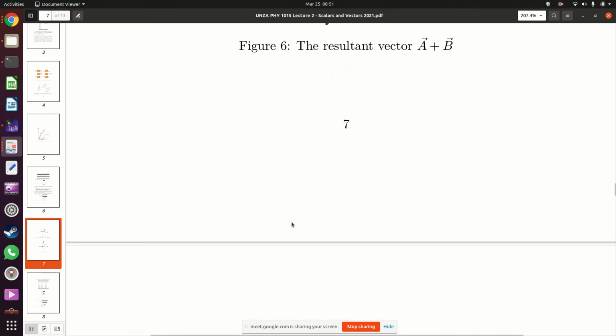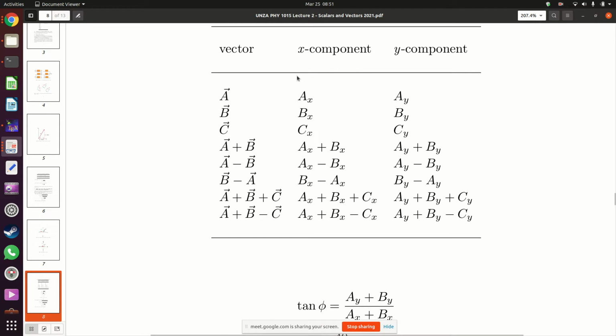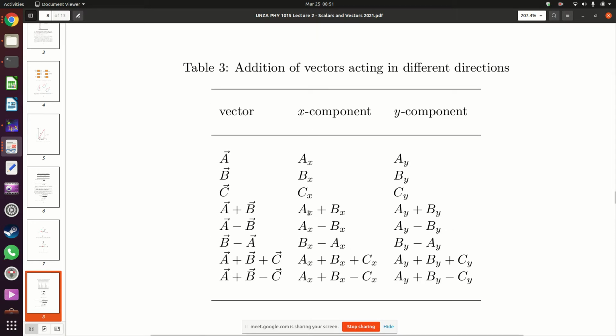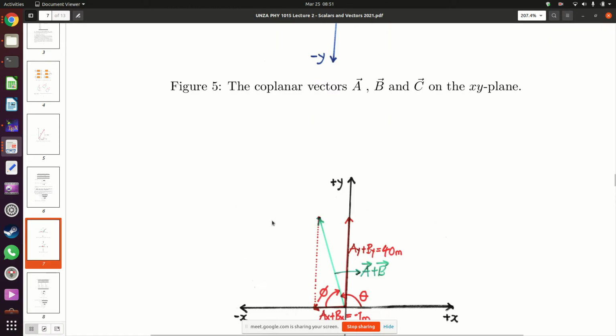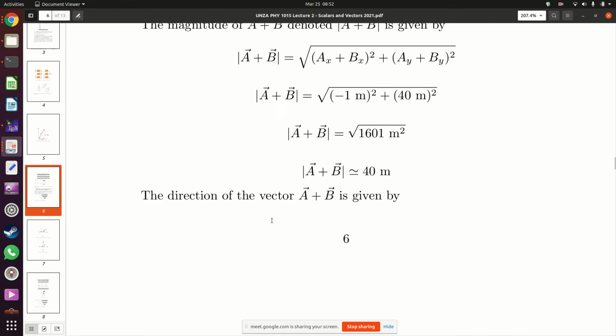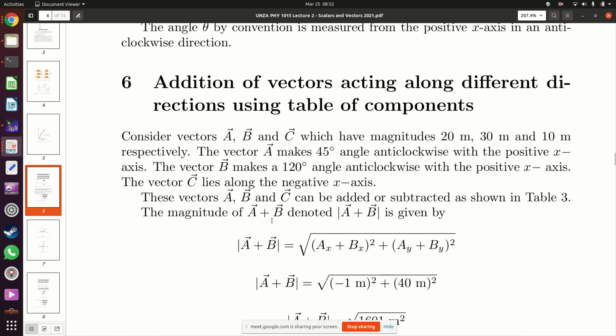Once you have this table, finding magnitudes and finding angles becomes a very straightforward problem. Any other question? If there are no other questions, we have an example which we can try to start, but we can't finish now.